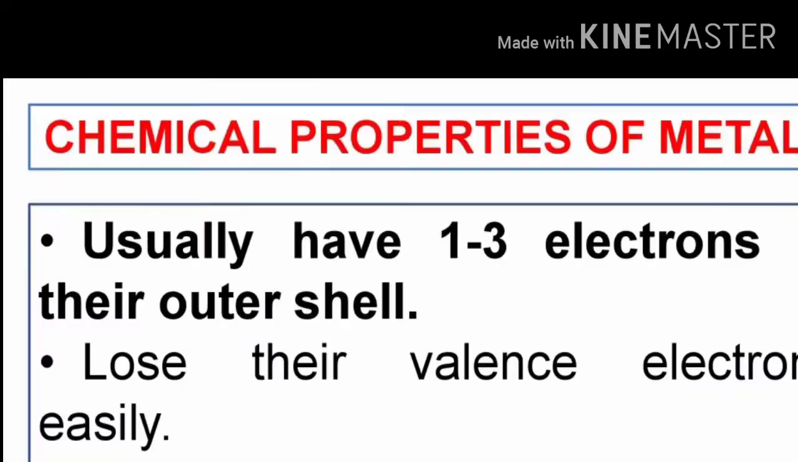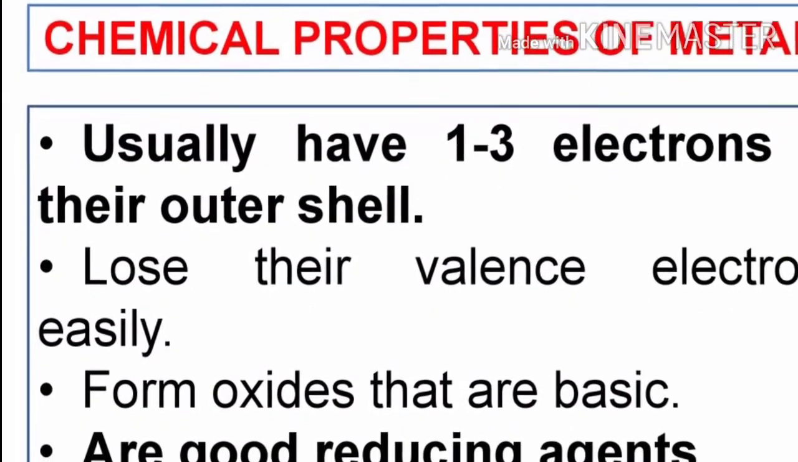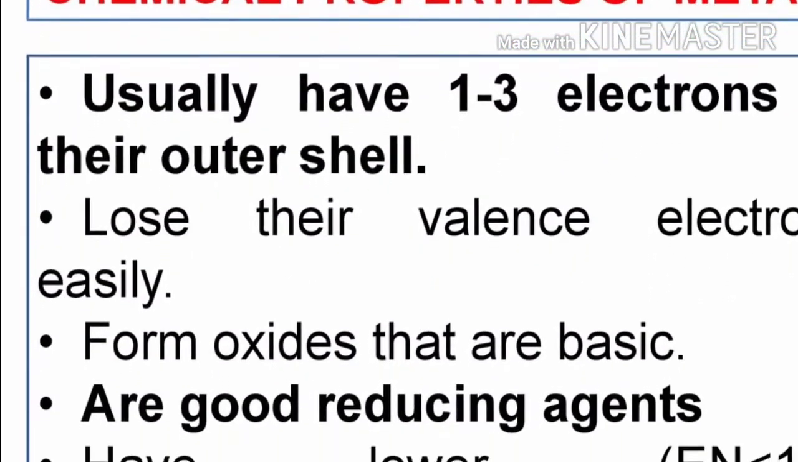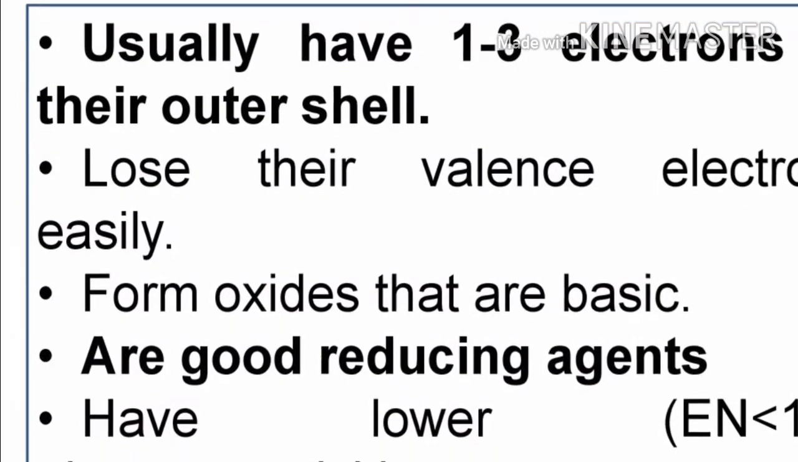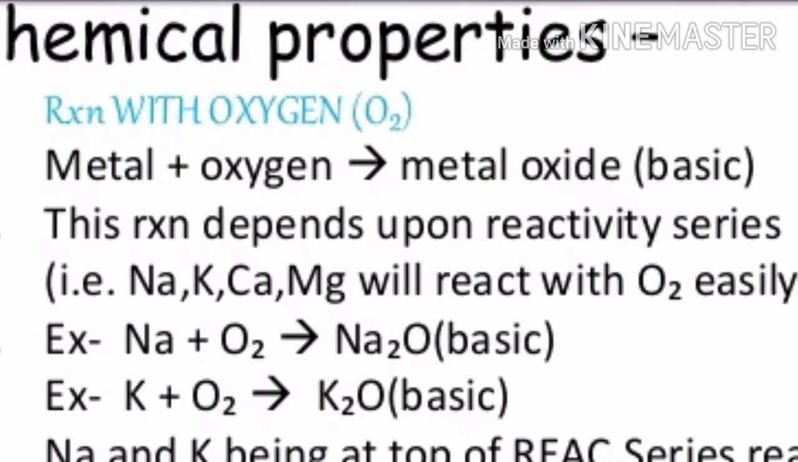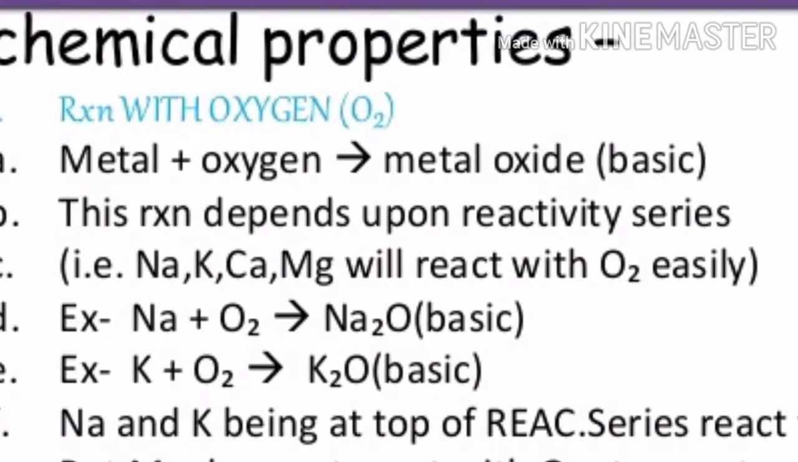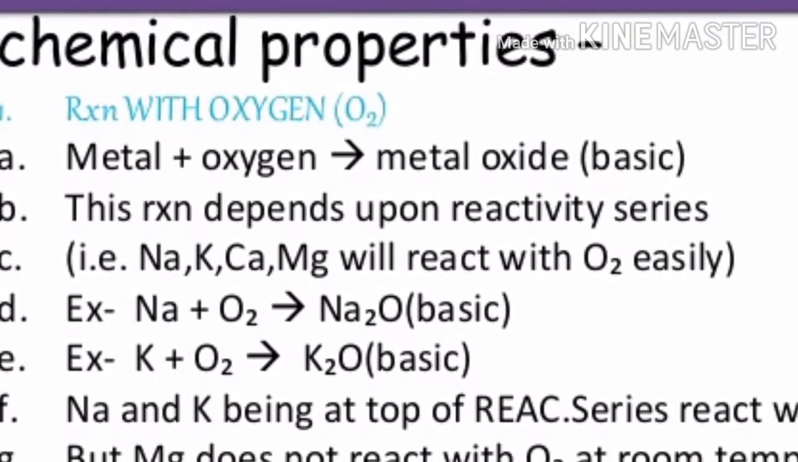Now let us talk about some chemical properties of metals. Usually they have 1 to 3 electrons in their outermost shell, so they have a tendency to donate their electrons. So we can say they are electropositive elements. Almost all metals react with oxygen to form metal oxides, and metal oxides are usually basic in nature.